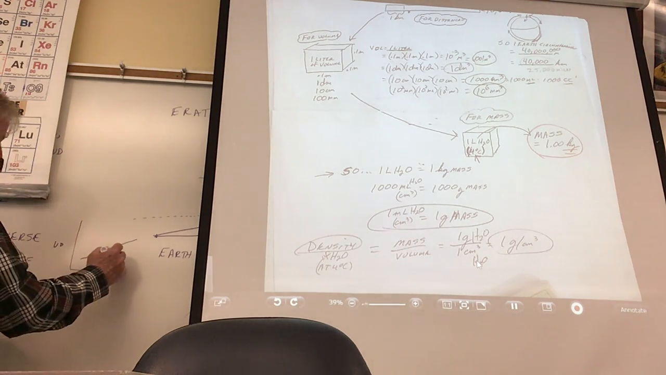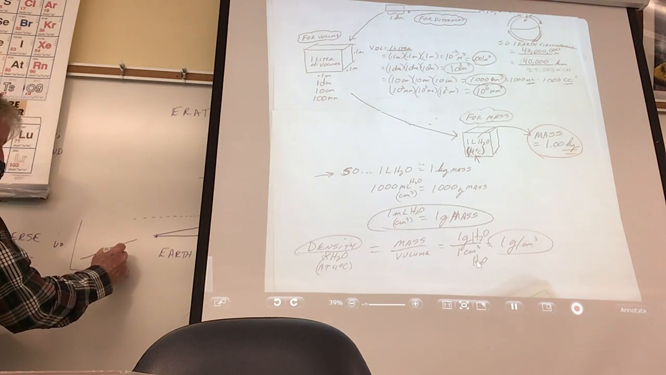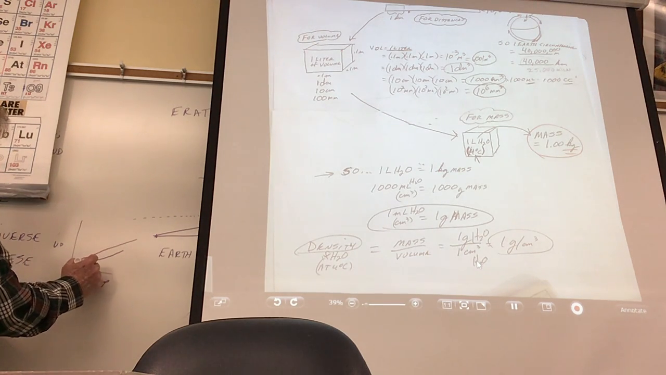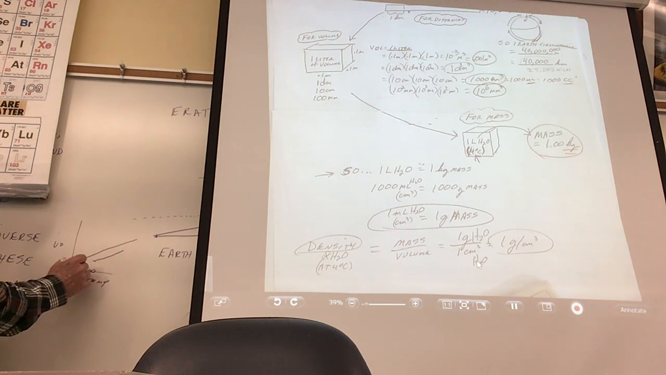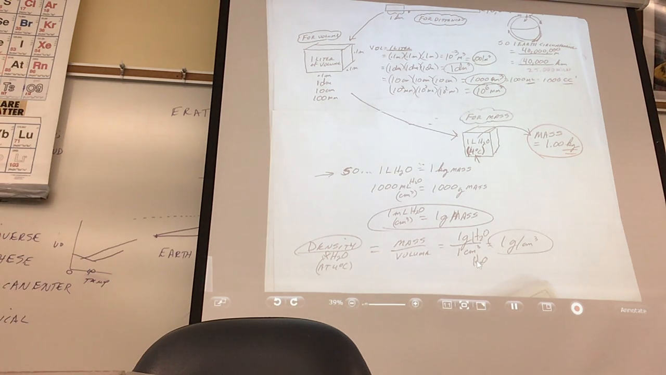But water is a weird thing, because water does everything other materials do until it gets to about 4 degrees Celsius. And then liquid water does this weird thing between 4 and 0. We'll talk about that in another chapter, where it actually starts expanding. And that's weird. And yet, it's one of the most important materials on this planet, and it has some very, very unique characteristics. And we'll find out about that later.